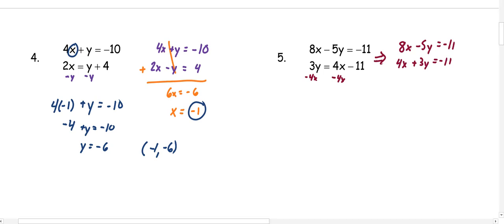So this time nothing cancels out right away, but I know that 4 can easily become 8 if I multiply by 2. So I'm going to multiply by negative 2 though, so I have my opposite signs. So when I multiply, I get 8x minus 5y equals negative 11, and negative 8x minus 6y equals 22.